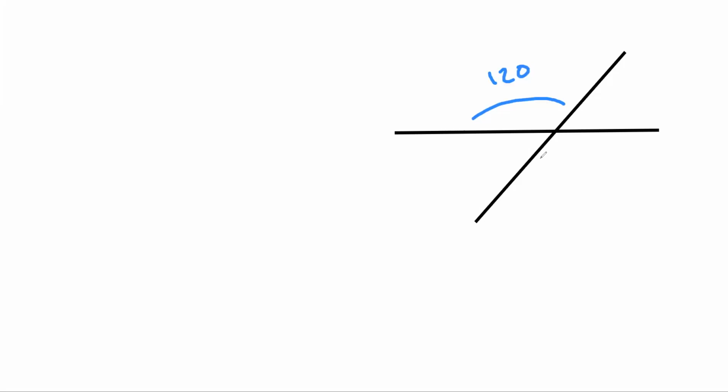Welcome back. In this video, we're going to talk about something called vertical angles. So previously, we did a problem that looked like this, an intersection of two lines, and I told you that this angle right here is 120 degrees. What we discovered was that this angle on the right also had to be 60 by linear pairs, right?